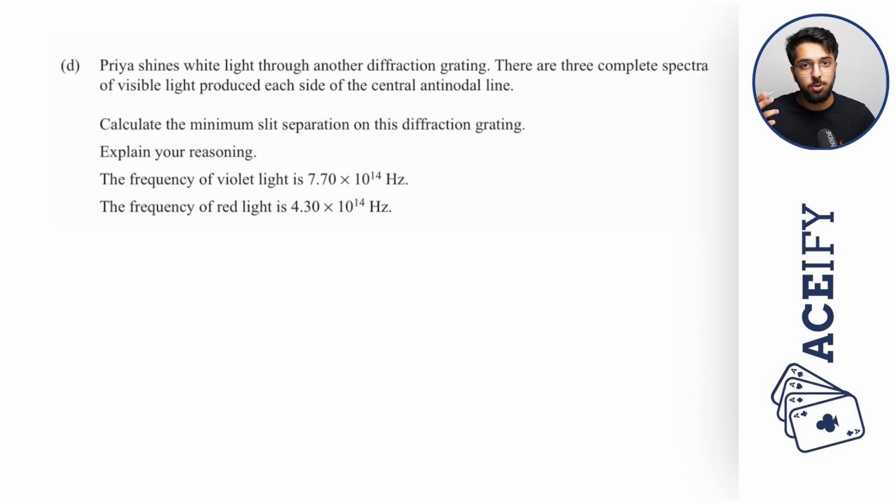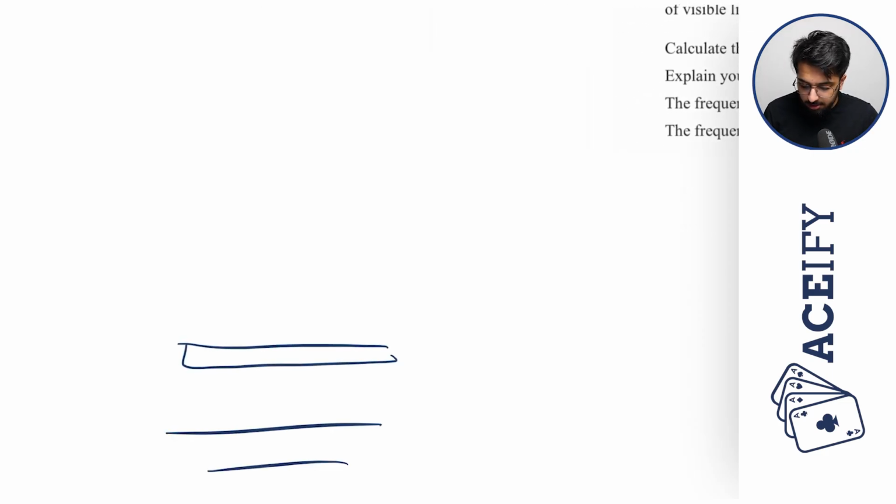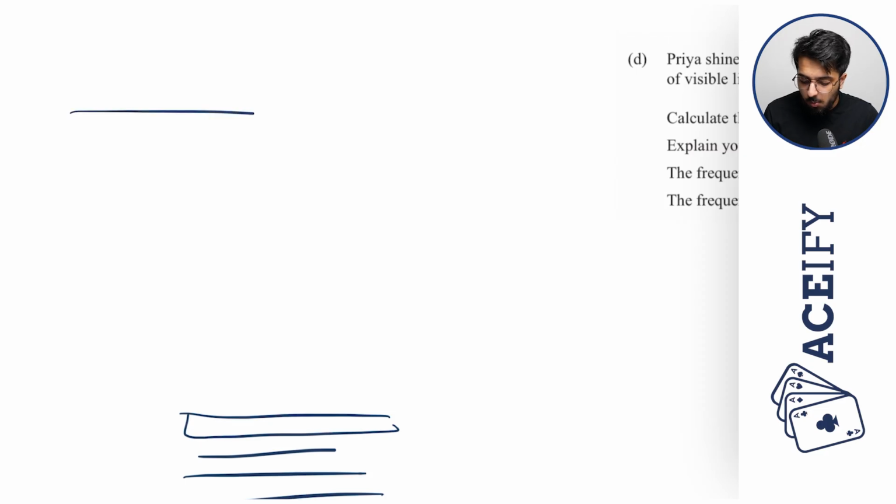So just like in the previous question, let's go through the background theory before we answer the question. If we have our diffraction grating right here, and we are shining white light through it, okay, and we have our wall on this side.